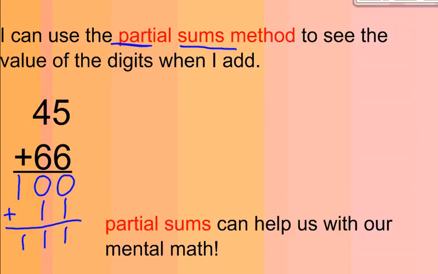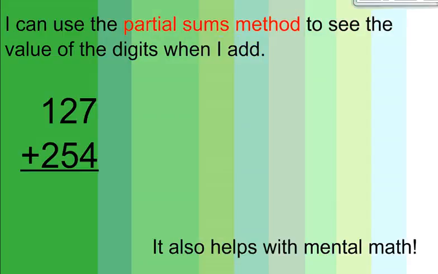You can also use partial sums to help you with your mental math. So if you know that 40 and 60 is 100, and 5 and 6 is 11, you can add those two together quickly in your head to get 111 by breaking up the problem into its parts. Here's another example with 3 digits, 127 plus 254.